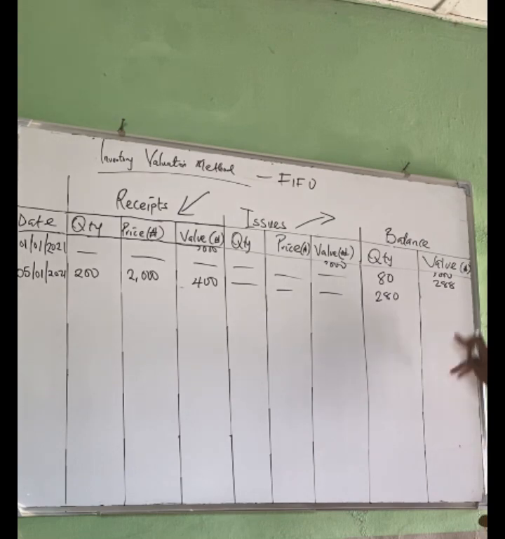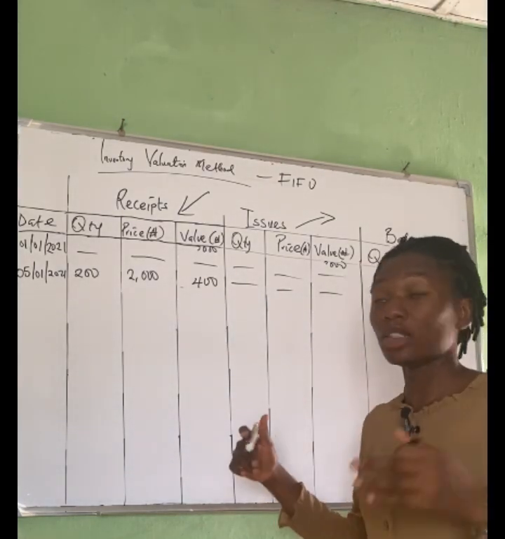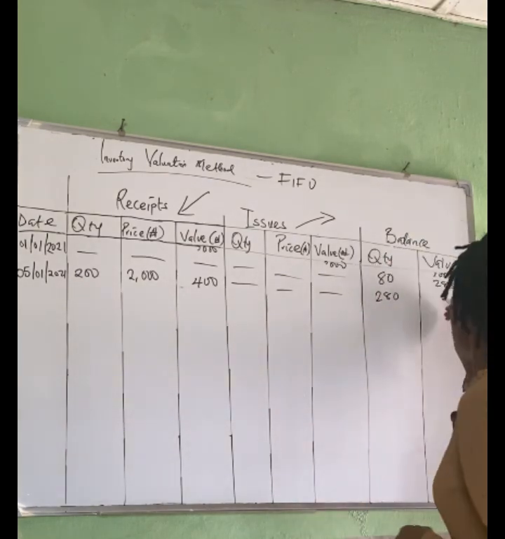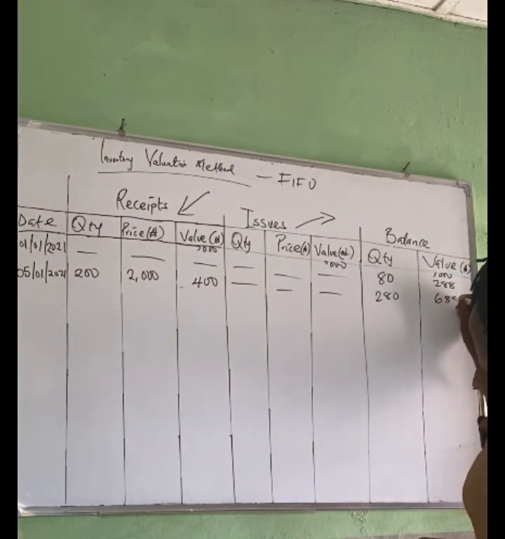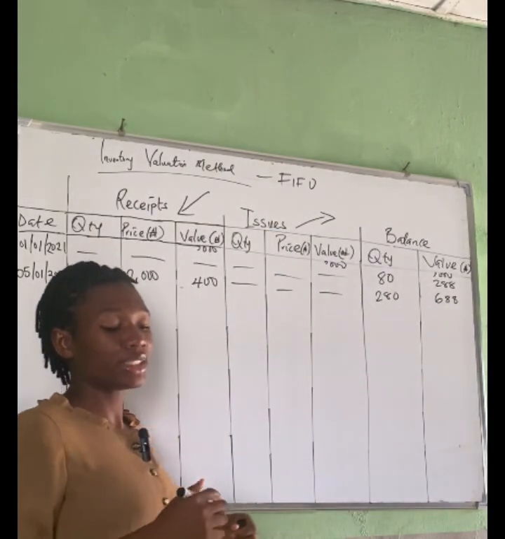And then for the value, since there's an increase in quantity, there will be an increase in value, right? So to increase our value, we'll be having what? 688,000, okay, but we have suspended 3 zeros.